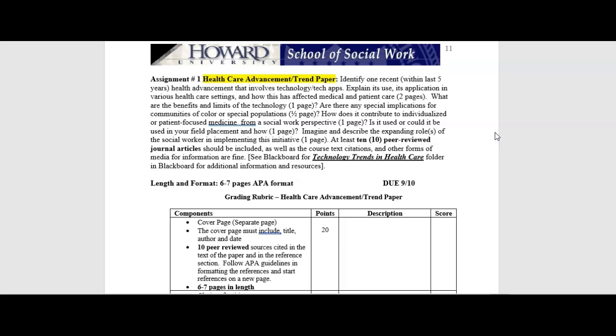So again, I want you to think about a healthcare advancement and/or trend and write about that using the assignment instructions. Because we are in the midst of a pandemic, I want you to talk about that healthcare advancement and trend in the context of COVID-19 and how it can help improve outcomes for people exposed. And think about this broadly.